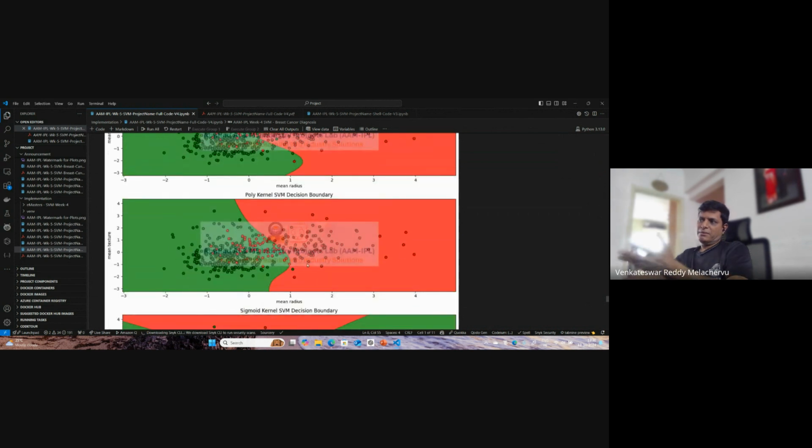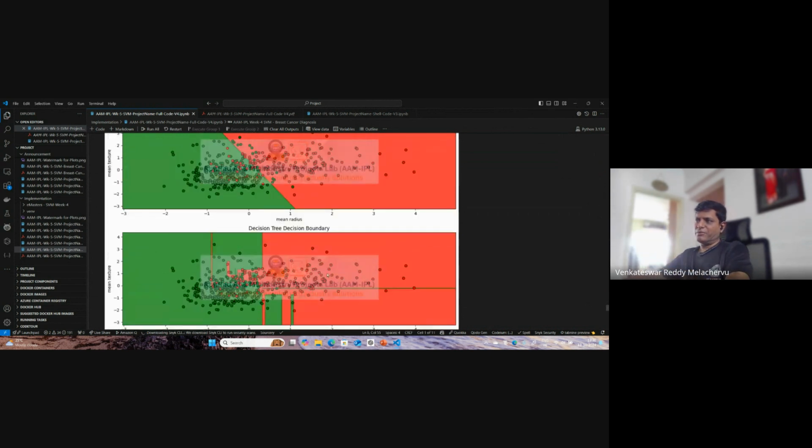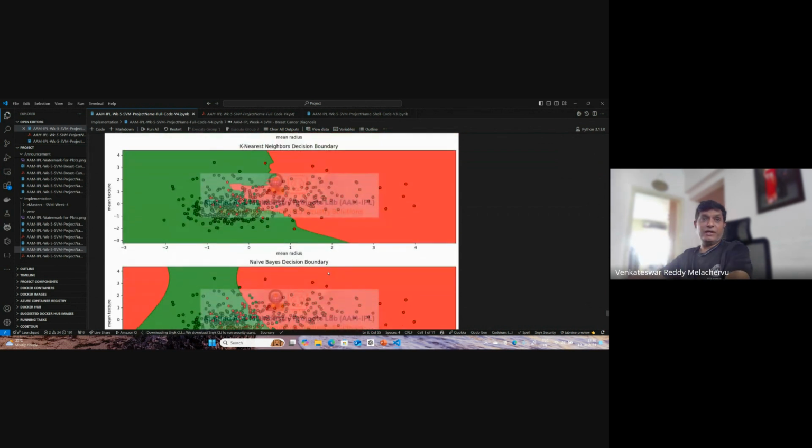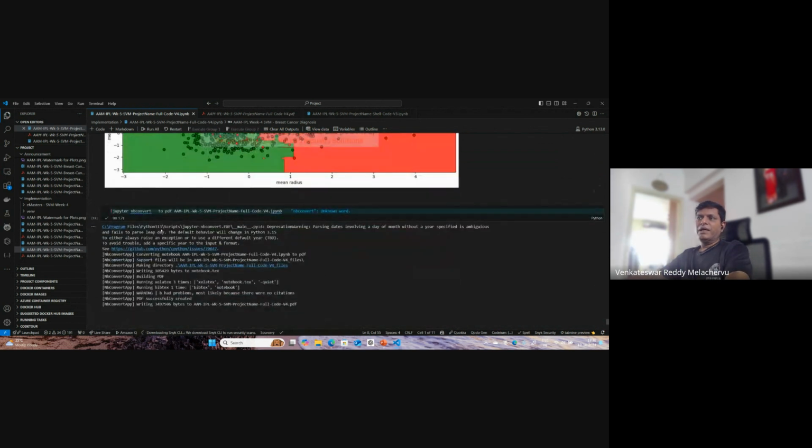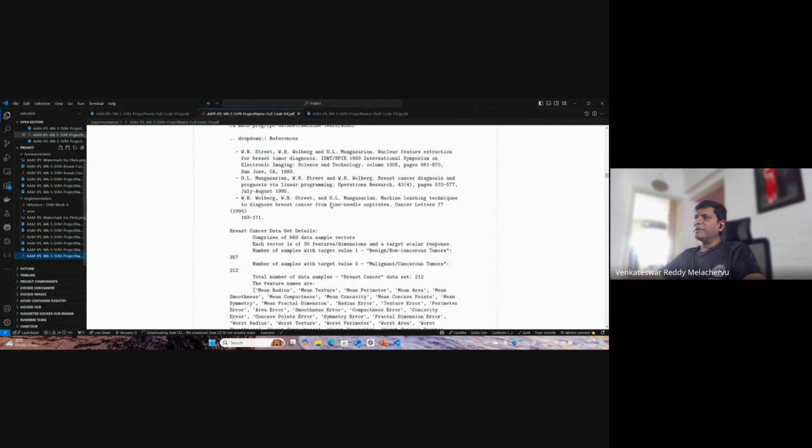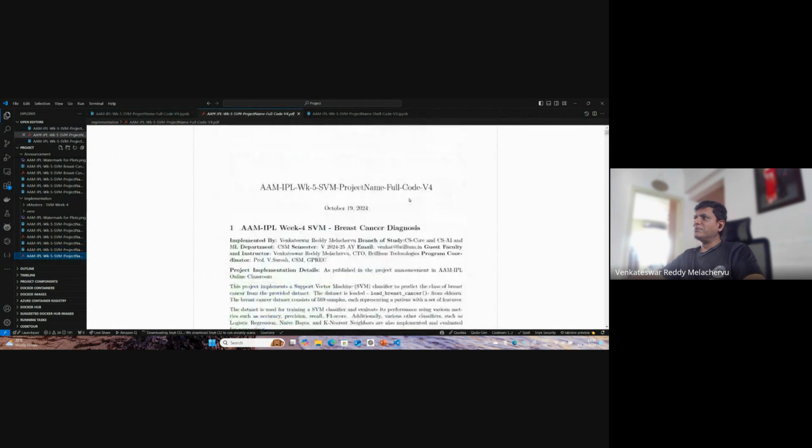And this is for the rest of the models. Good, great. And then create a PDF out of it, right? So you see the PDF. Now you can see we can create a PDF.